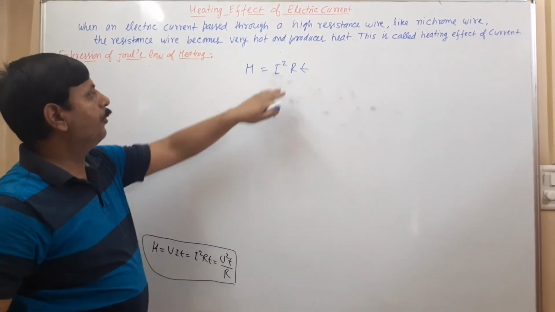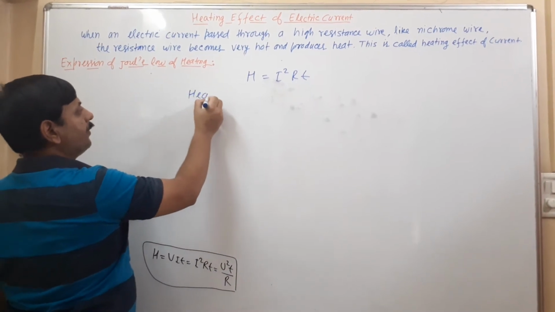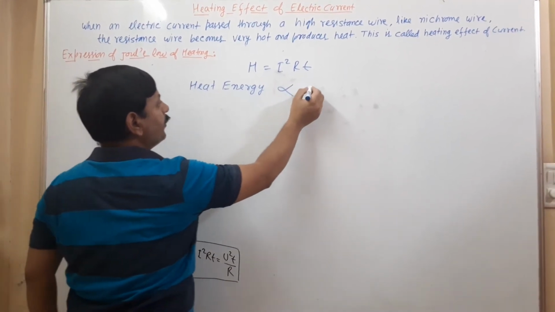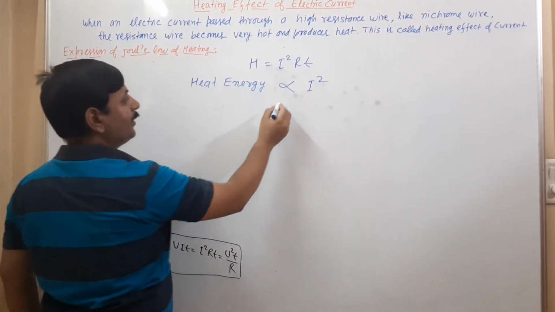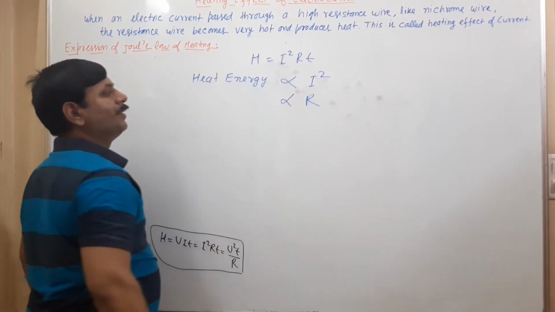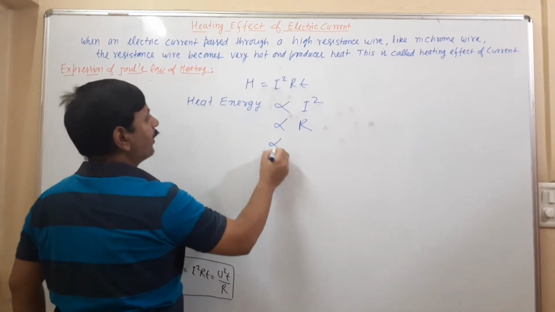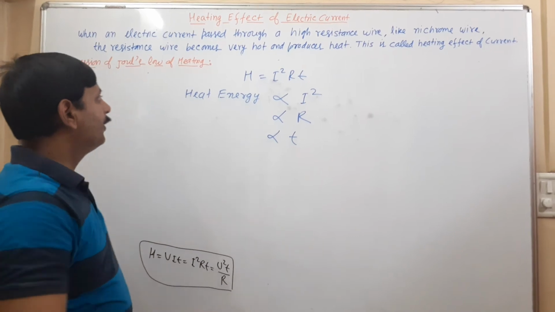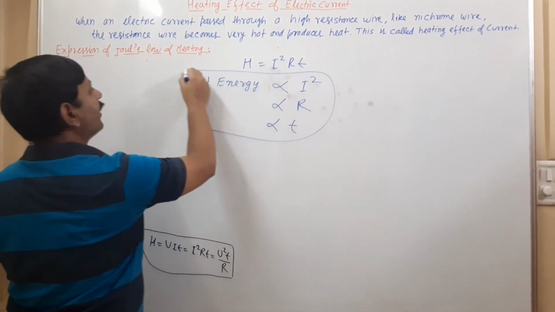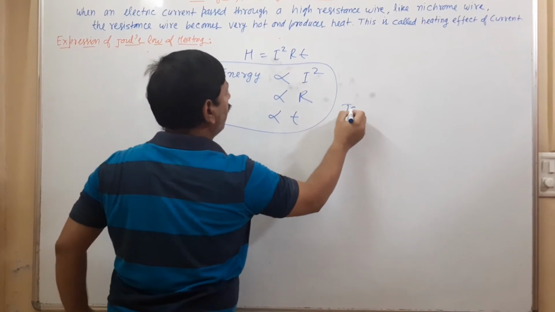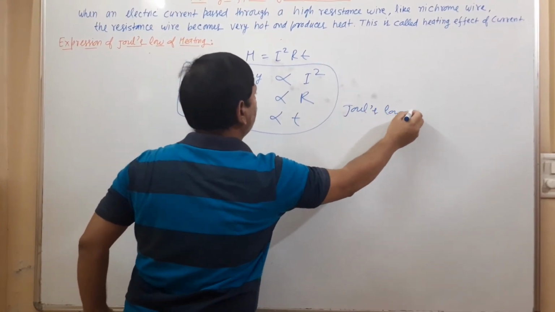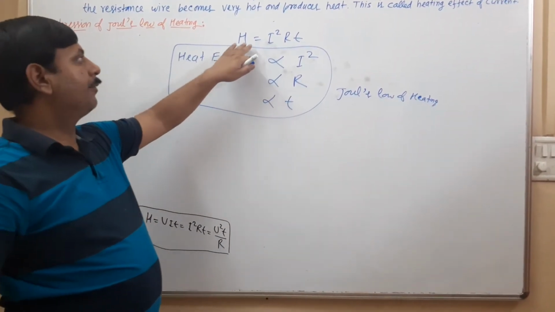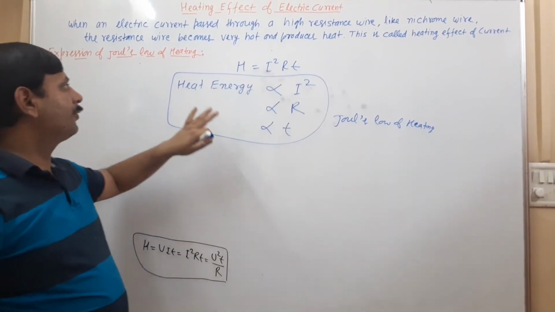By this formula, we can see that heat energy is directly proportional to the square of current, directly proportional to the resistance of the wire, and directly proportional to the time taken for which current is flowing. So combined, we can say this is Joule's law of heating. The Joule's law of heating formula we can see here is H = I²Rt.